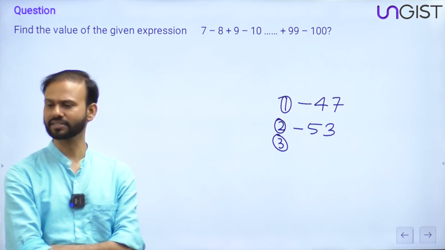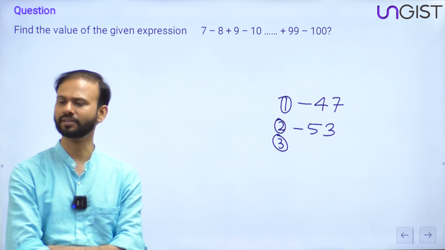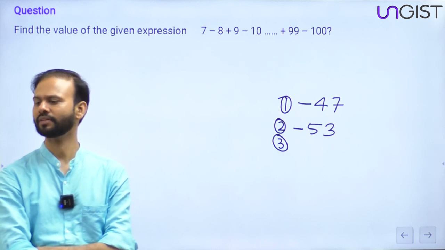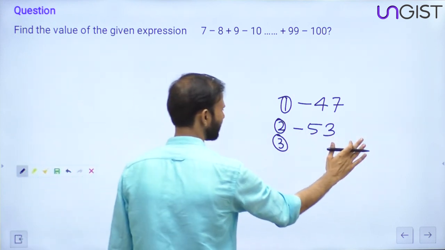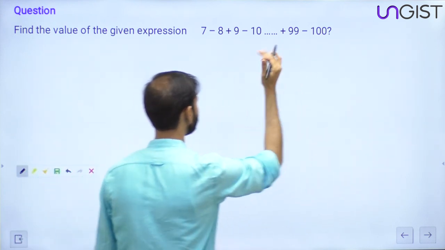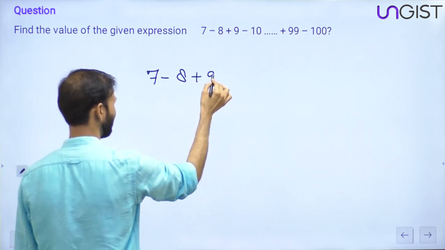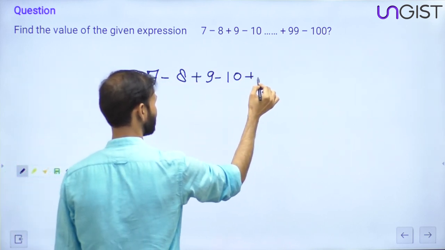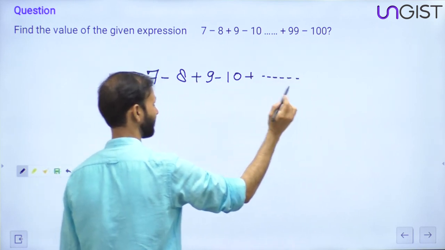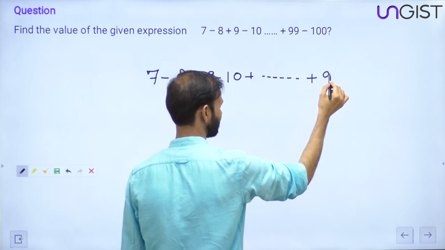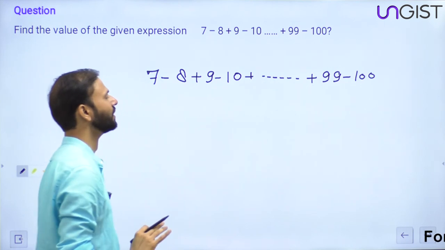Guys, shall we discuss? Okay, all of you, please mind this. Just mind it. This is written as 7 minus 8 plus 9 minus 10. Odd terms are positive, right? Okay, fine. So plus 99 minus 100. Correct, everyone? Fine. This is the expression, right?